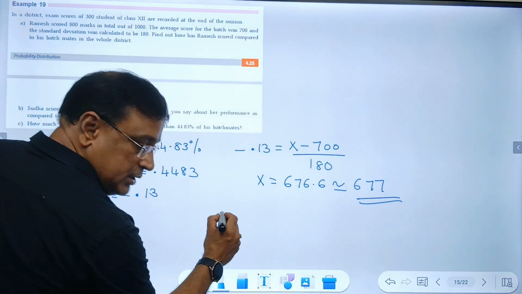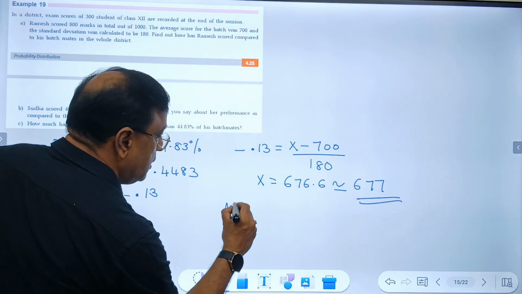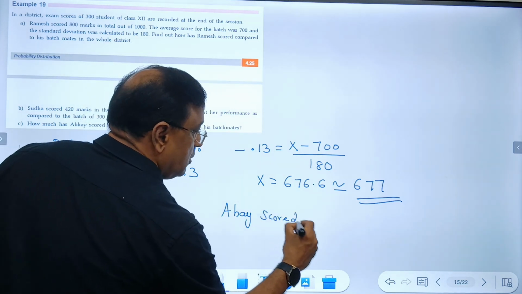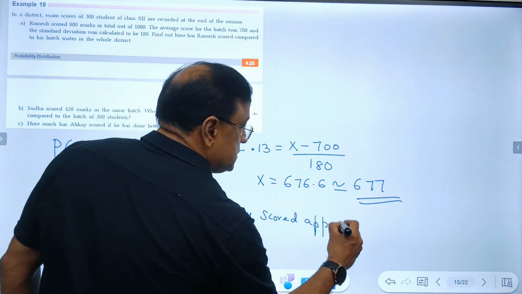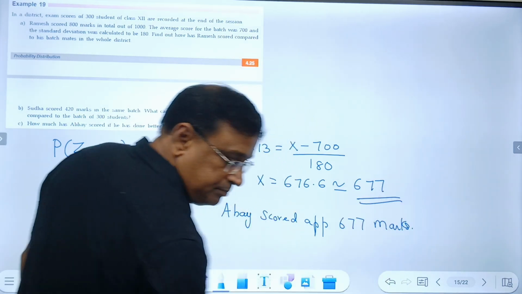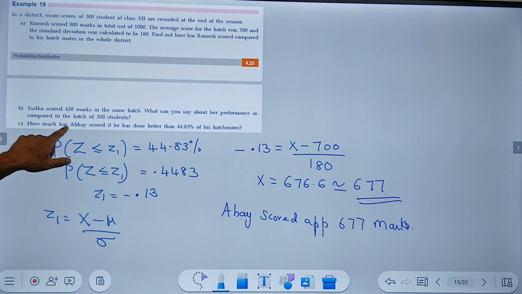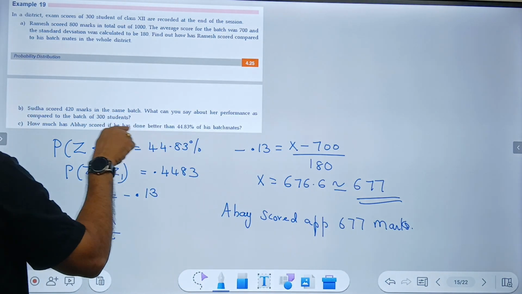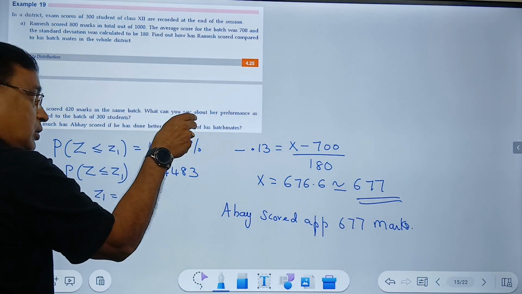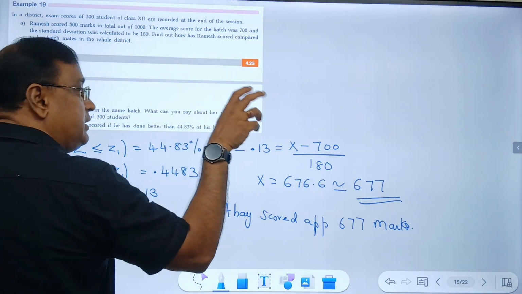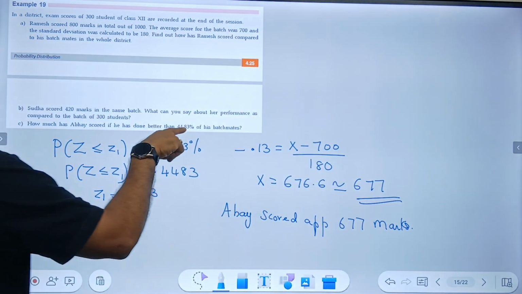So Abe scored approximately 677 marks in the exam. Yes or no? How much did Abe score? So here, they have given in the question that he has done 44.83% better than others. Okay.